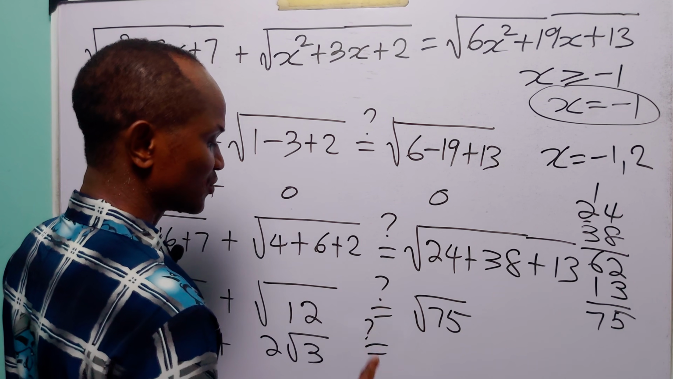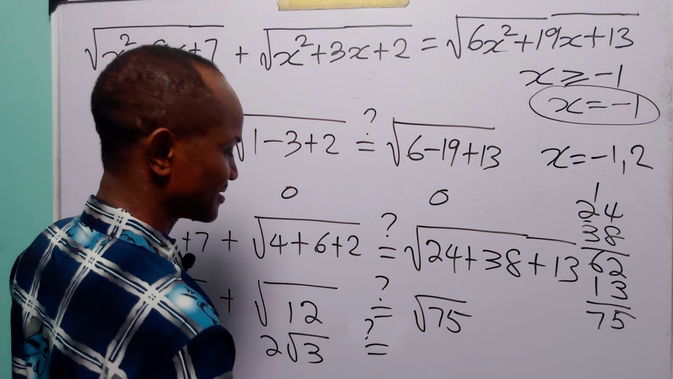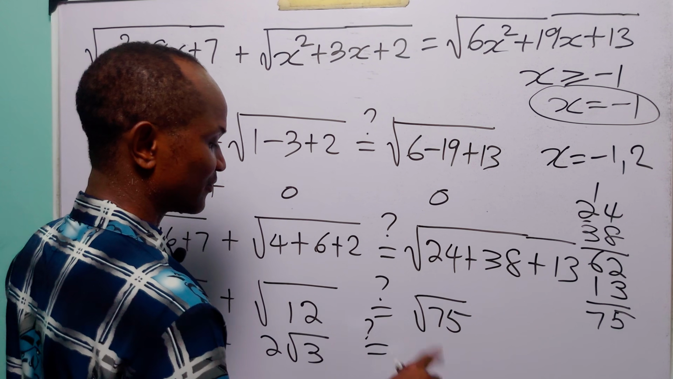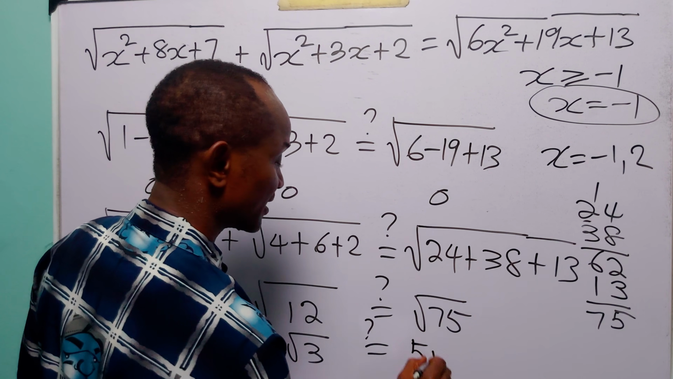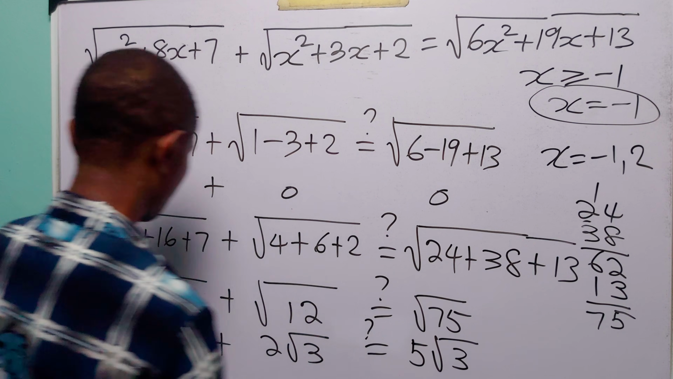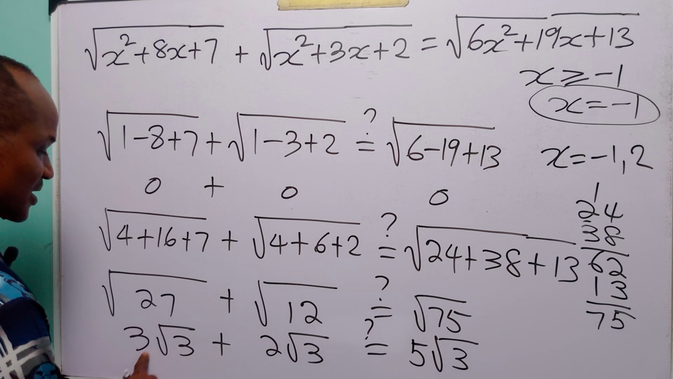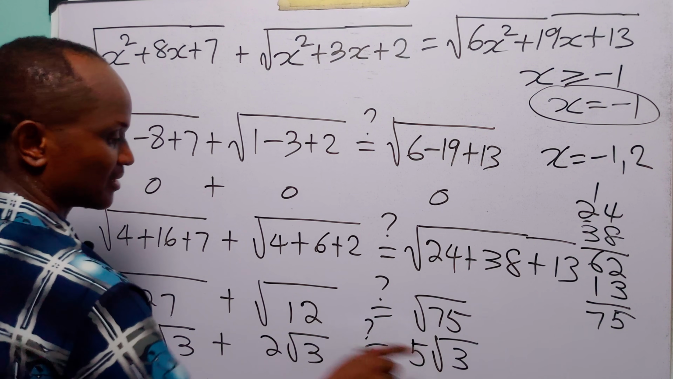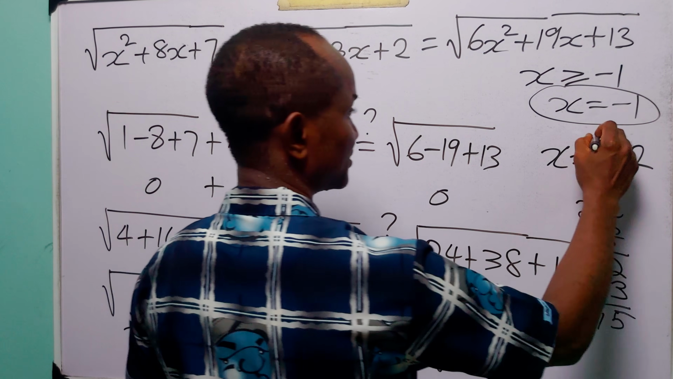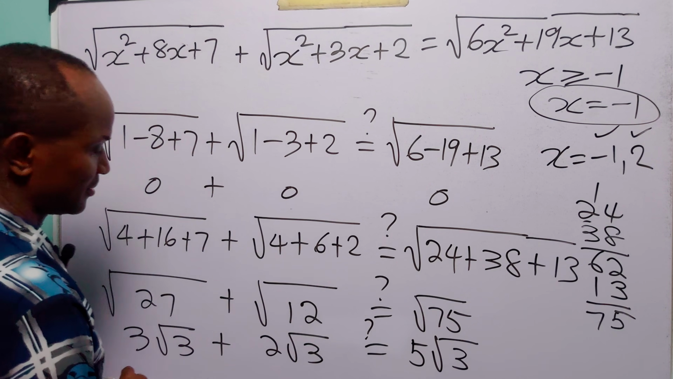75 is 25 times 3. The square root of 25 is 5. So this is 5 root 3. And of course, 3 root 3 plus 2 root 3 is equal to 5 root 3. So these two values are correct.